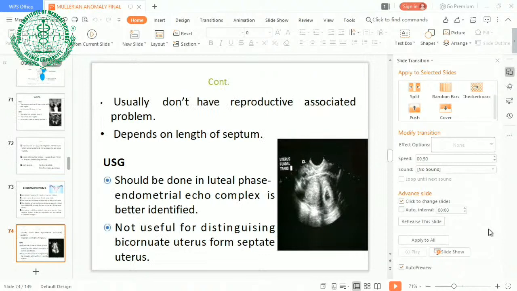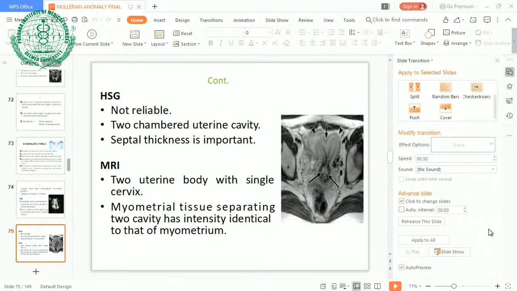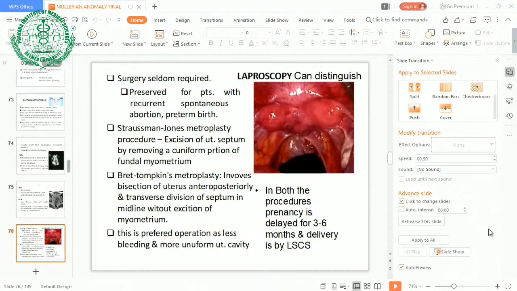Usually do not have reproductive problems, depends on length of the septum. USG should be done in the luteal phase. Endometrial echo complex is better identified, but not useful for differentiating bicornuate uterus from septate uterus. HSG is not reliable. Two chambers of the uterine cavity can be seen and septal thickness is important. MRI: two uterine bodies with single cervix, myometrial tissue separating the two cavities has intensity identical to that of myometrium. This is how it looks on laparoscopy.